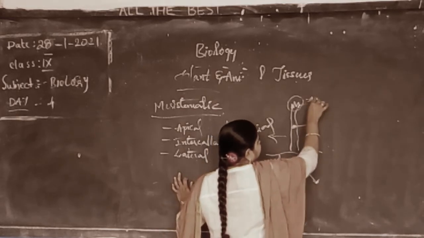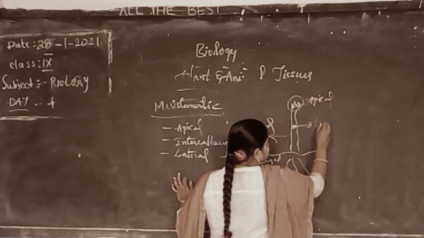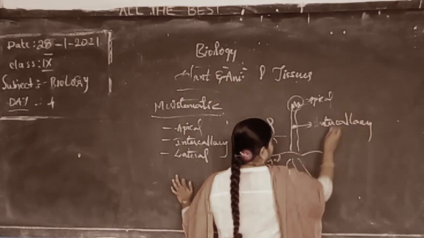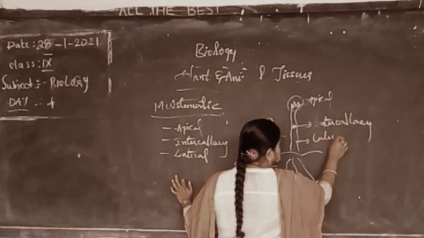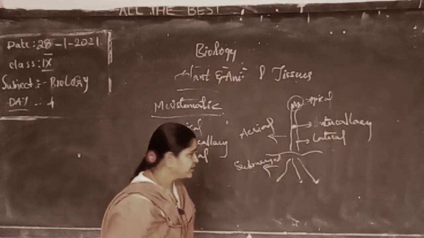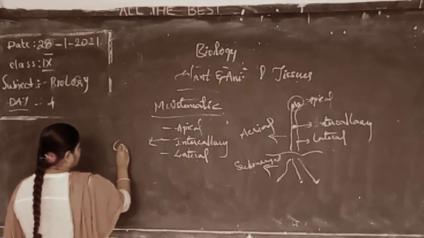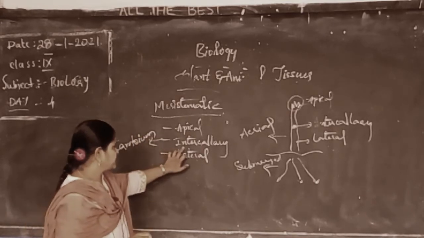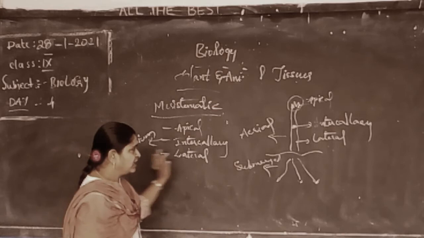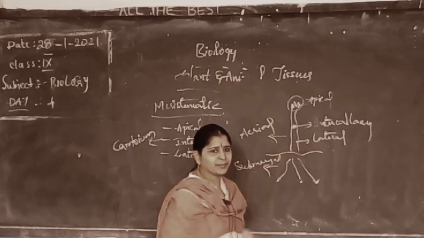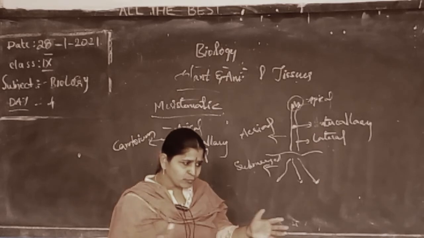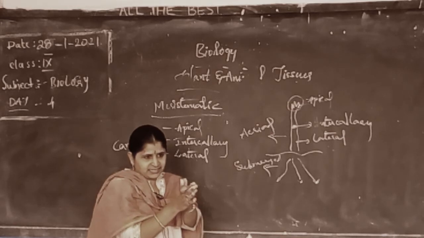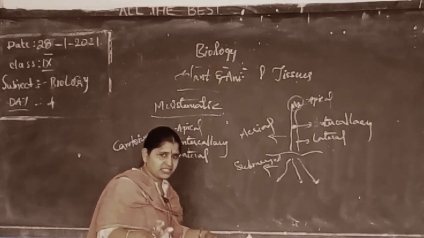This is apical, this is intercalary, whereas this is lateral. Okay? Intercalary meristematic tissue is also known as cambium, and lateral meristematic tissue is present in the lateral sides of the plant body. These lateral sides will be increasing the thickness of the plant. Thickness of the plant increases because of the presence of lateral meristematic tissue.